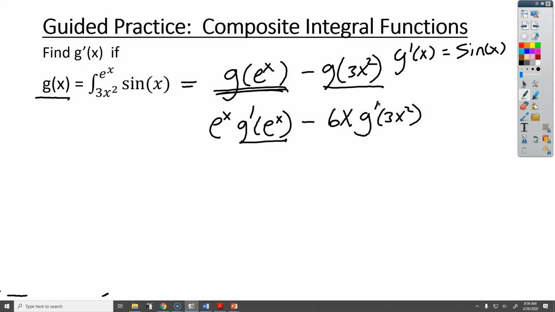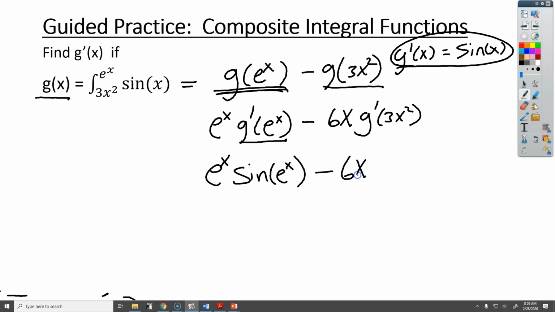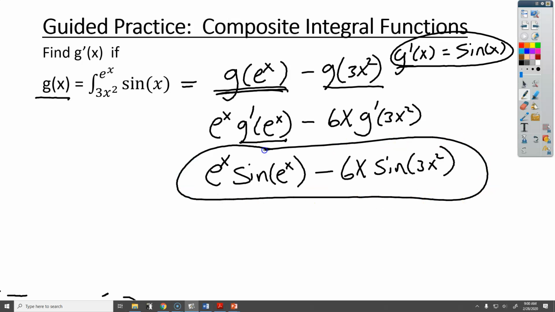Vivian's not with us, but I am going to be asking James. James, I want to replace g prime now with something. What am I going to replace g prime with? Sine of it. You got it. Because g prime equals sine of x. We said that at the very beginning, right? So I'm going to replace g prime with sine of x. So instead of g prime of e to the x, it's going to be sine of e to the x minus... there you go. So that's the derivative of it.